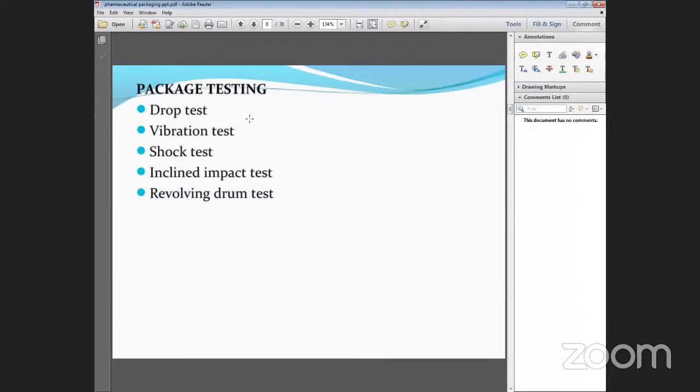Okay, drop test means we will drop the sample and see. Vibration test, giving a vibration to the particular system. Shock test, electrical shock will be given. Inclined impact test, that means you are inverting it from up to down, down to up, and revolving in a drum, setting a bottle and revolving them to see what changes are going on.